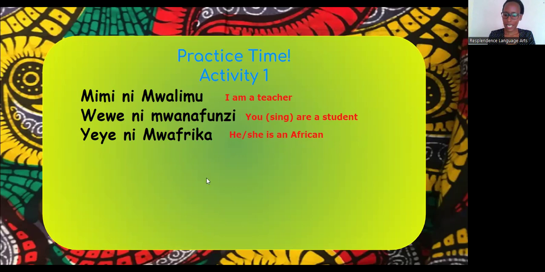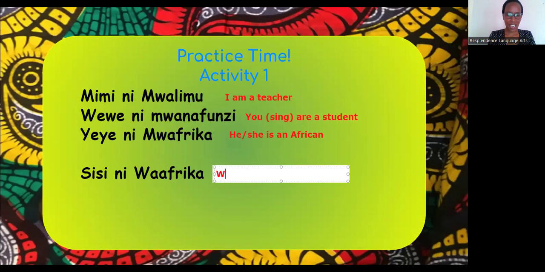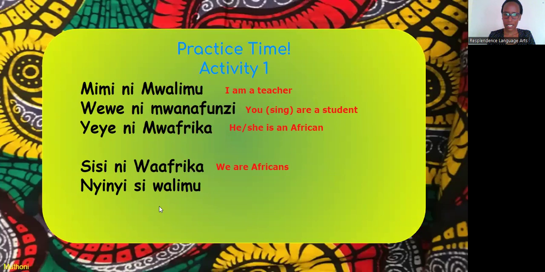Let us see the next one, which is sisi ni Waafrika. Sisi ni Waafrika would be, yes, you got that correct, which is we are Africans. Beautiful. And on to the last one, or the second last? I'm not very sure, but let us see what we got. Nyinyi si walimu. Nyinyi si walimu.